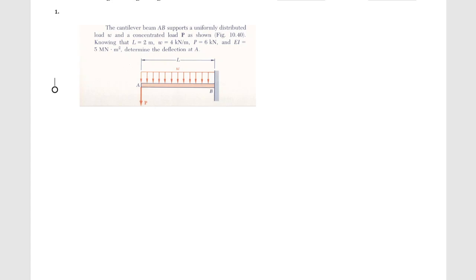Alright, so the first one is a Castigliano's problem. We want to determine the deflection at point A due to a point load P and the distributed load W. So to do that, I'm going to use Castigliano's.